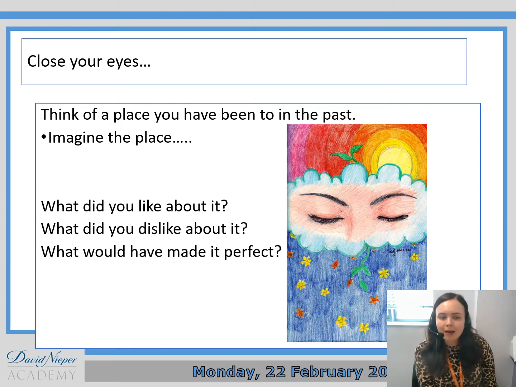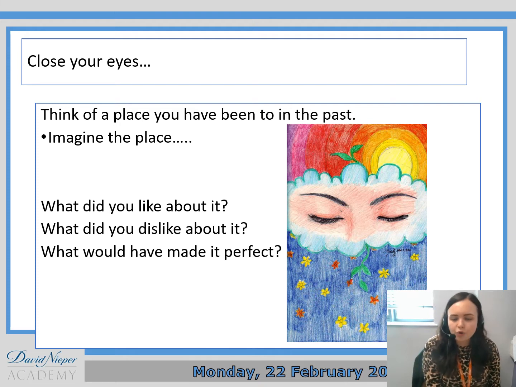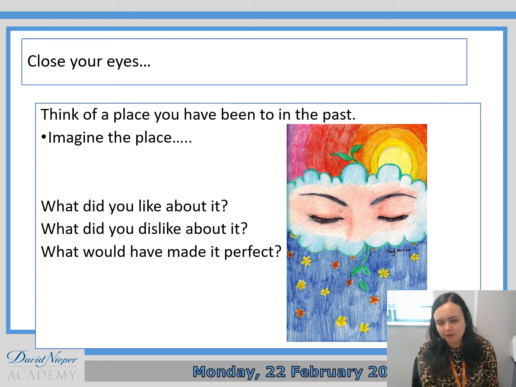And I want you to think about what did you like about it? What did you dislike about it and what would have made it perfect? So you're going to picture that place in your mind. What did you like about it? Why is it the first place that comes to your mind when I asked you to think about it? Was there anything that you disliked about it? Is that why it pops into your mind? Maybe you thought that it could be much better than it was. And what would you have included to make it perfect?